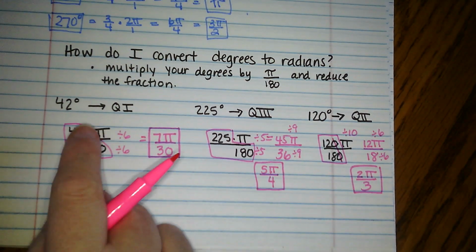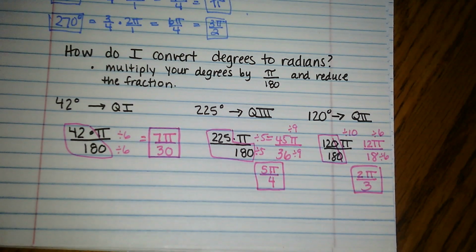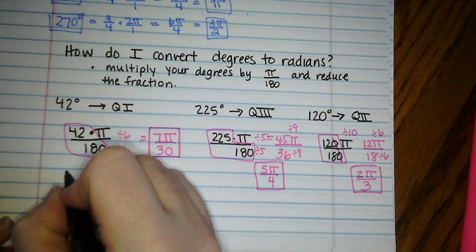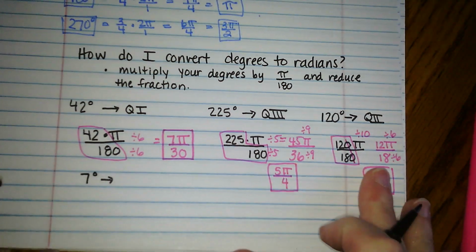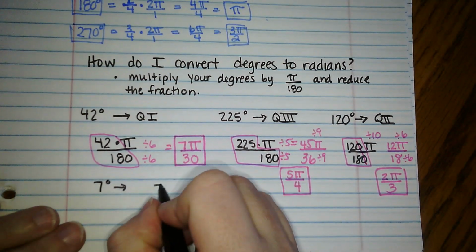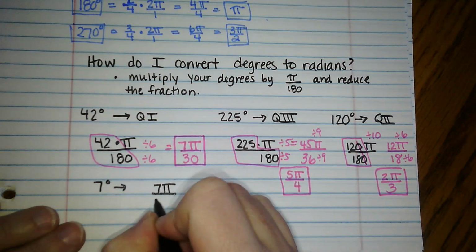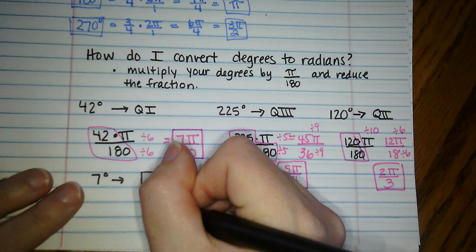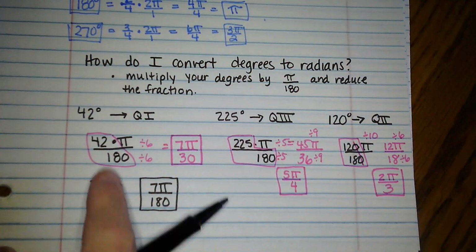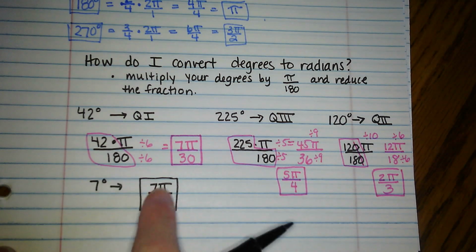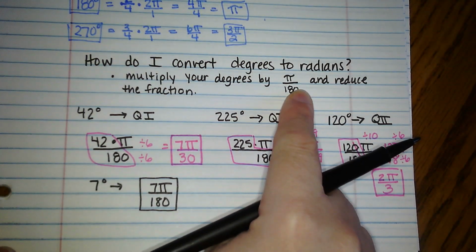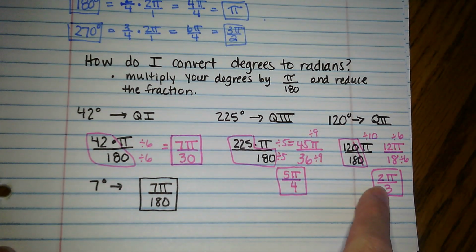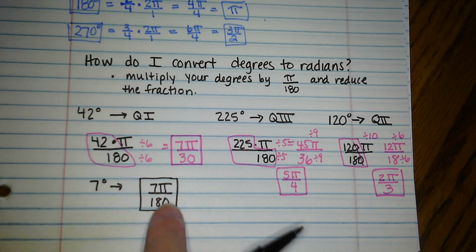Now, what happens if you can't find a common factor? You literally would leave it as it is. So if it was 7 degrees, for instance, last one, and I needed to convert that to radians, I would simply do 7 pi over 180. And since 180 and 7 don't have a common factor, this would be my answer for radians. So the goal is to make sure that when you use your conversion of pi over 180, that you reduce it as best you can for the ones that you can, and the ones that you can't, you just leave it be.